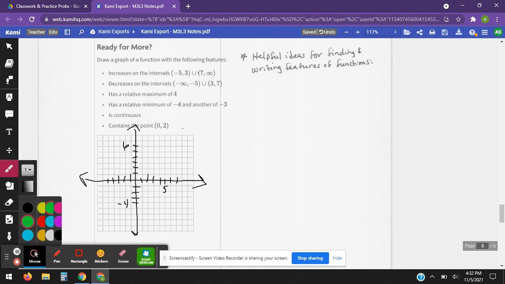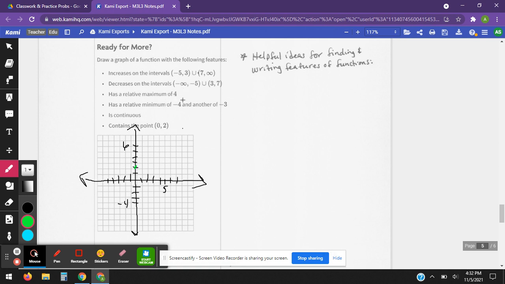Okay. So I definitely need a point at (0, 2). So I'm going to go ahead and put that on my graph. If I need a maximum of 4, and I have a decreasing spot somewhere in here, then I need to probably have my highest point be a relative maximum. So it does go higher than 4, but it needs to be able to go back down.